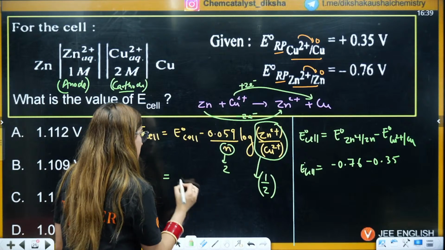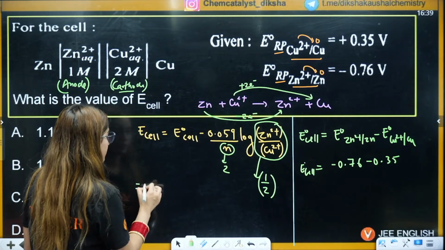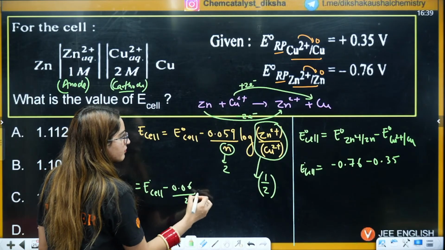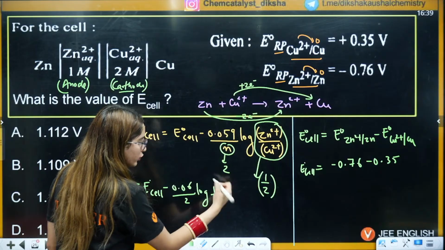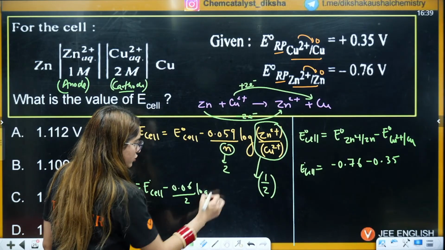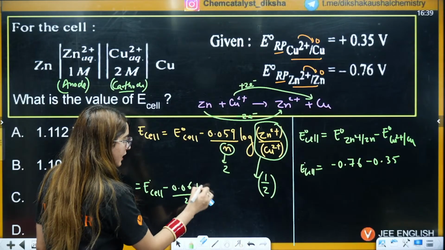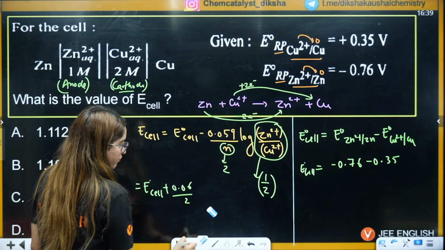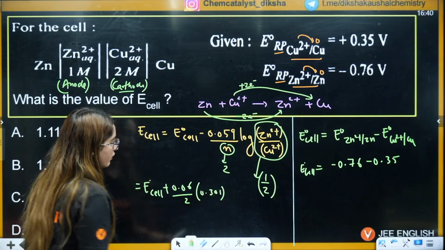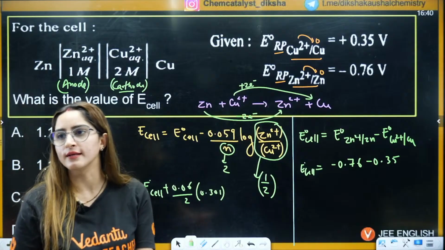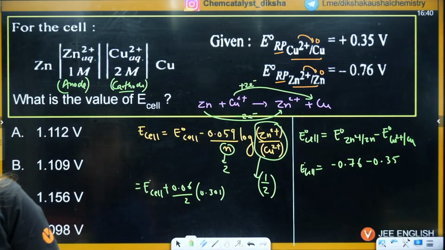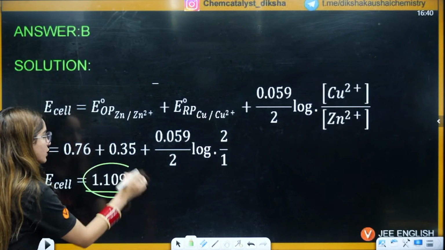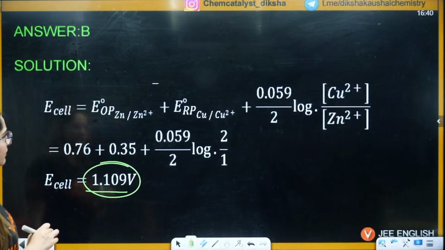So wait a minute, I'll just write it here. E naught cell minus 0.06, you can write it, divided by 2, log of 1 by 2. You can write it as 2 raised to power minus 1. You can write it as minus minus plus log of 2, that is 0.301. By this, you can easily solve this. Is that clear? Okay. Let me see, 1.109 it is coming out to be. Wait a minute.